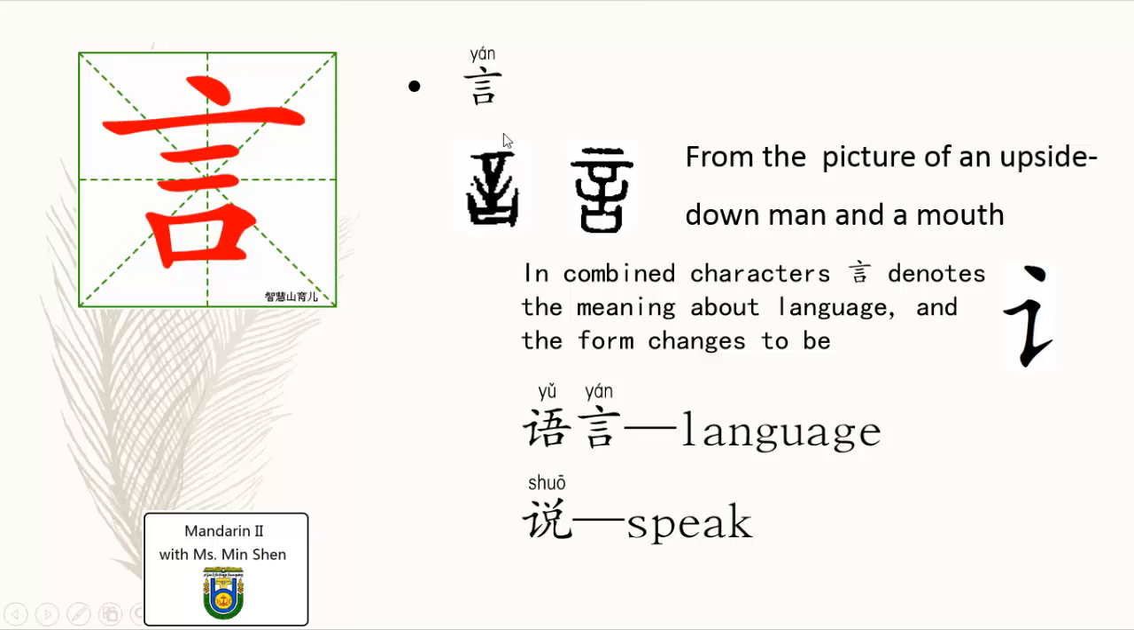So 言 also means language, or actually originally it means to talk, speech. So some people believe this character originally from the picture of an upside down man and a mouse. So this is the upside down man. Below there is a mouse, and there is a ground and the leg, arms, head, upside down man and a mouse, meaning to say something.